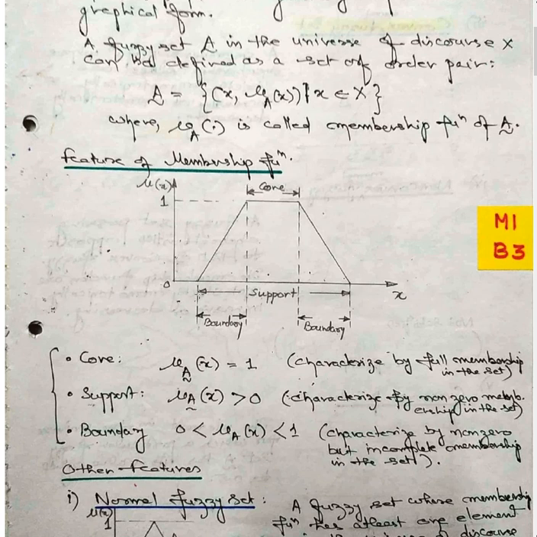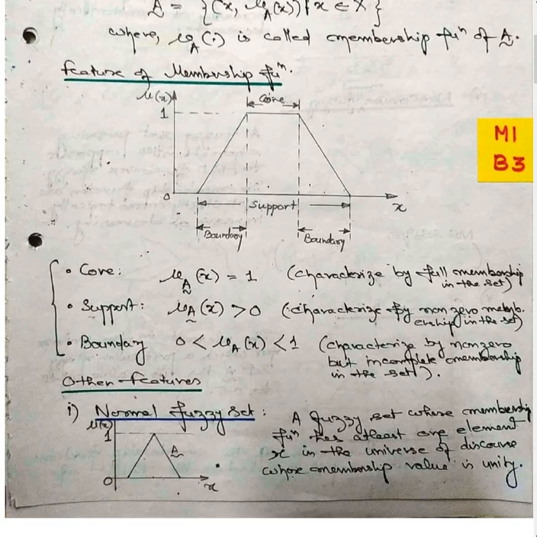The membership is drawn in the form of a trapezoidal shape, where the core is the topmost part, the support is the span of the entire membership with respect to the x coordinates, and the boundary is the inclination of the fuzzy areas. The core is where the membership function is equal to 1, the boundary is where the membership lies between 0 and the maximum value, and the support is where the membership value is greater than 0.